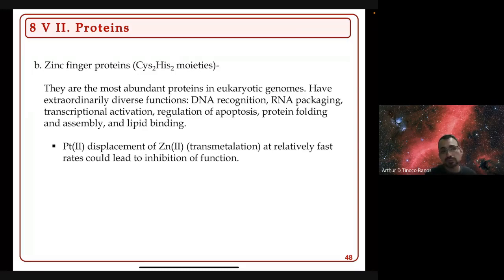But what has been observed is that platinum has the capacity to displace zinc. This is a type of transmetallation, and it can be relatively fast. That substitution of one metal for the other, the loss of the zinc and the binding of platinum, leads to observed inhibition of the function of these zinc finger proteins. So clearly, platinum does not have the capacity to replace the function of the zinc.